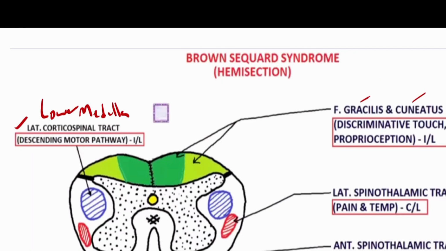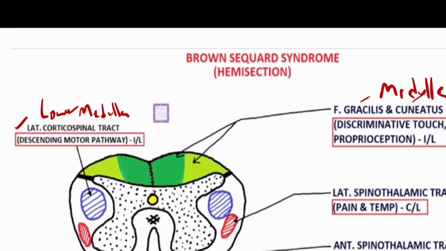Where does this sensation cross over? Spinal cord or in the medulla? This is in the medulla as well. Lateral spinothalamic tract. Sensory or motor? Sensory, again, spinothalamic, from the spine to the thalamus. Pain and temperature go in this tract.